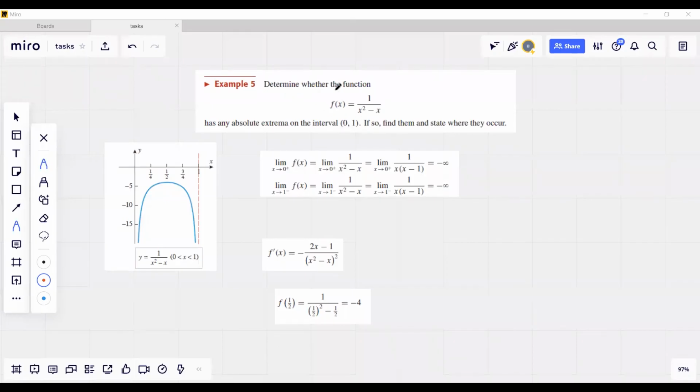Let's determine whether the following function, 1 over x squared minus x, has any absolute extrema on the open interval from 0 to 1.